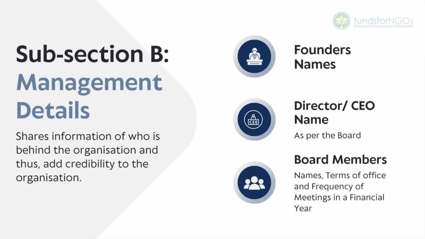Subsection B, Management Details. This section is important as it shares information of who is behind the organization and thus adds credibility to the organization. There are 3 kinds of information to be shared here. First, founders' names. Second, director or CEO name as per the board. Third, board members, including their names, terms of office, and frequency of meeting in a financial year.